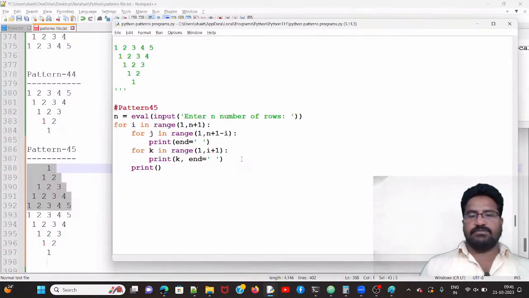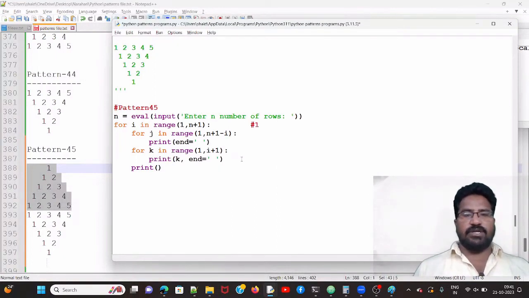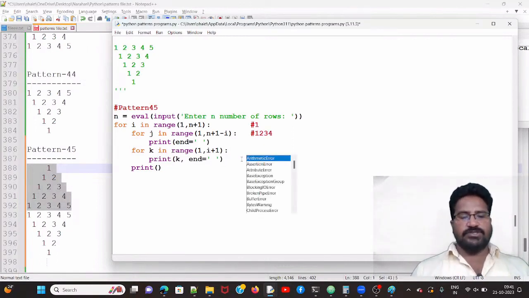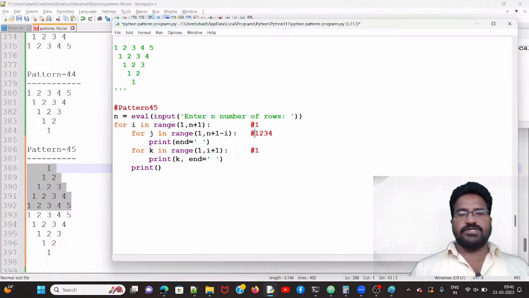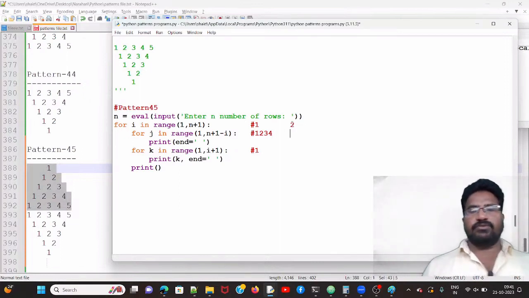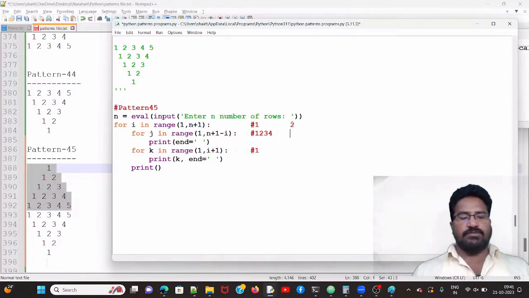So how it came: when the i value is 1, j iterates 4 times, 1, 2, 3, 4. And k iterates one time only. That means 4 spaces are displayed, then the digit 1, because k is 1 the first time. When the i value is 2, j iterates 3 times only, and k iterates 2 times: 1, 2 is displayed.